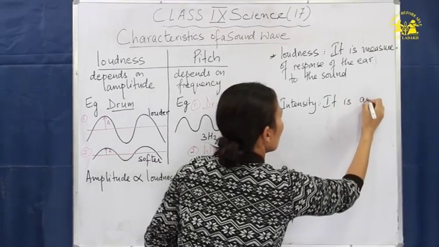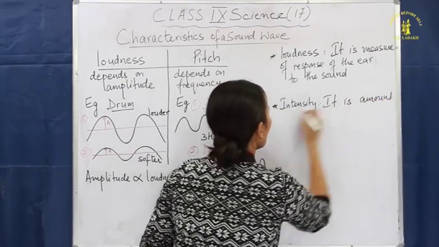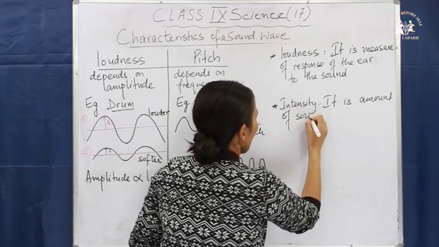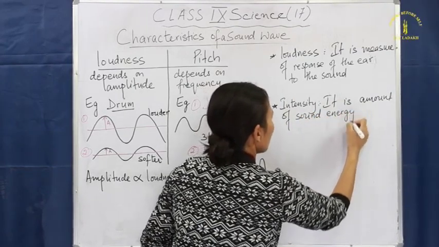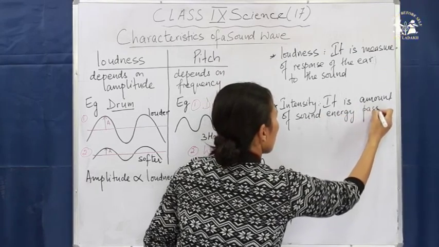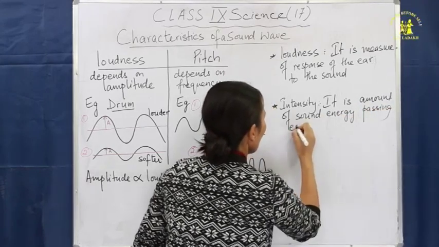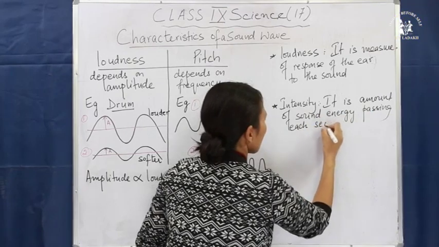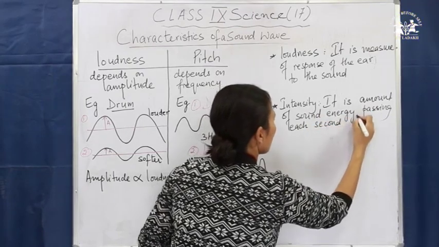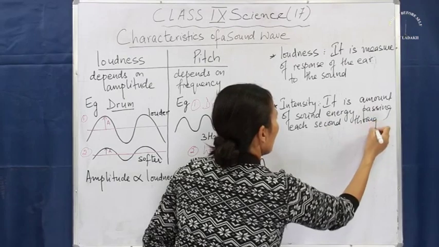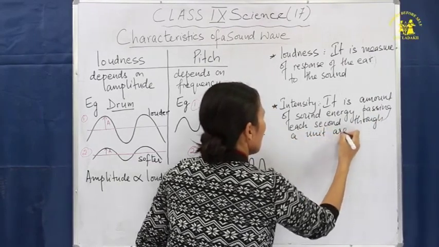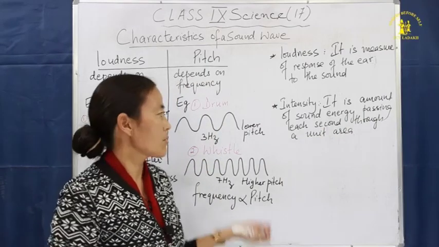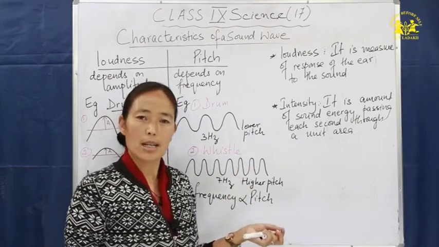Intensity is the amount of sound energy passing each second through a unit area. That comes down to intensity, the defined condition: power per unit area.